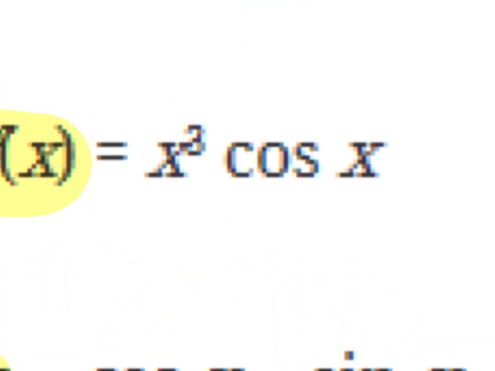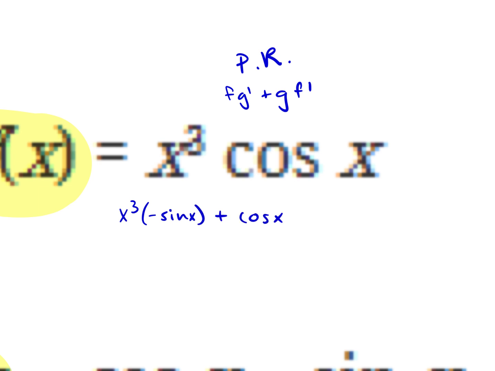For the next one, x cubed times the cosine of x. Here we have to use our product rule since we are multiplying these two together. So the first times the derivative of the second, plus the second times the derivative of the first. Our first would be x cubed. What's the derivative of cosine of x? Negative sine of x. Plus the second, cosine of x, times the derivative of the first. What's the derivative of x cubed? 3x squared.